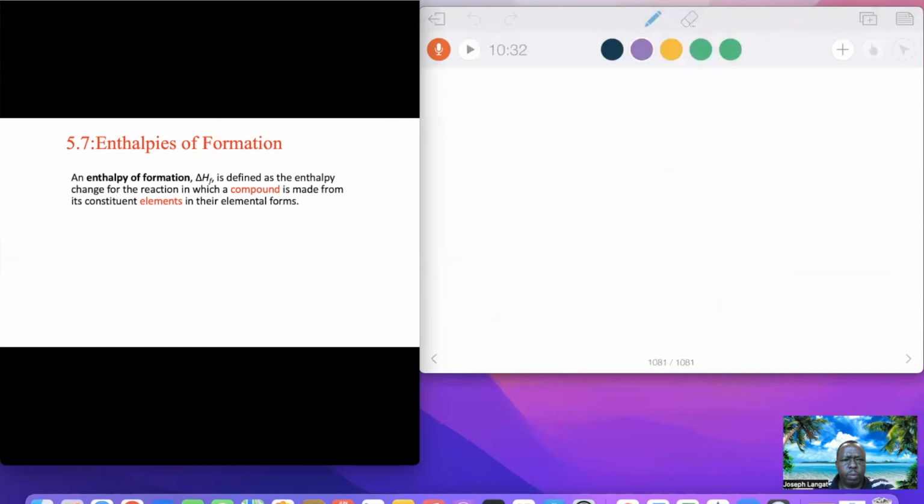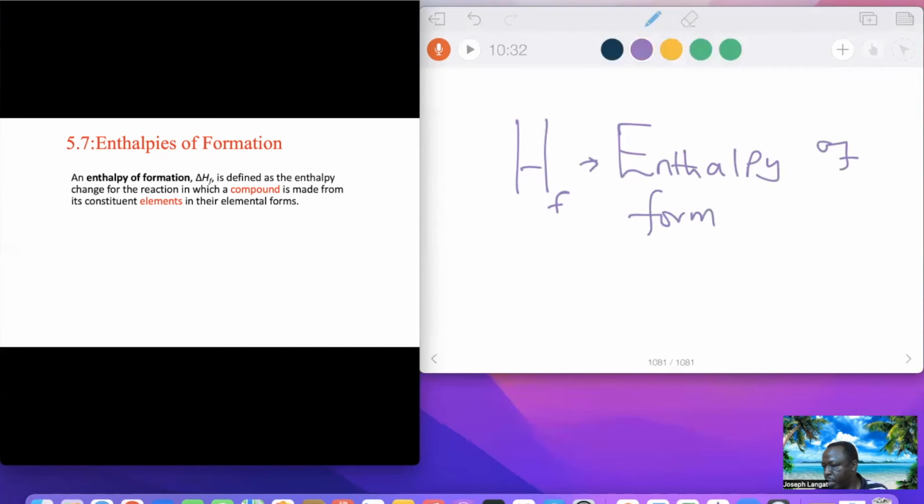Let's move on to enthalpy of formation, 7.5.7. When we say formation, something is being formed. So what should come to your mind when we talk about enthalpy of formation? You'll see this with the subscript f here. This is understood to be the enthalpy of formation of compounds from individual elements.